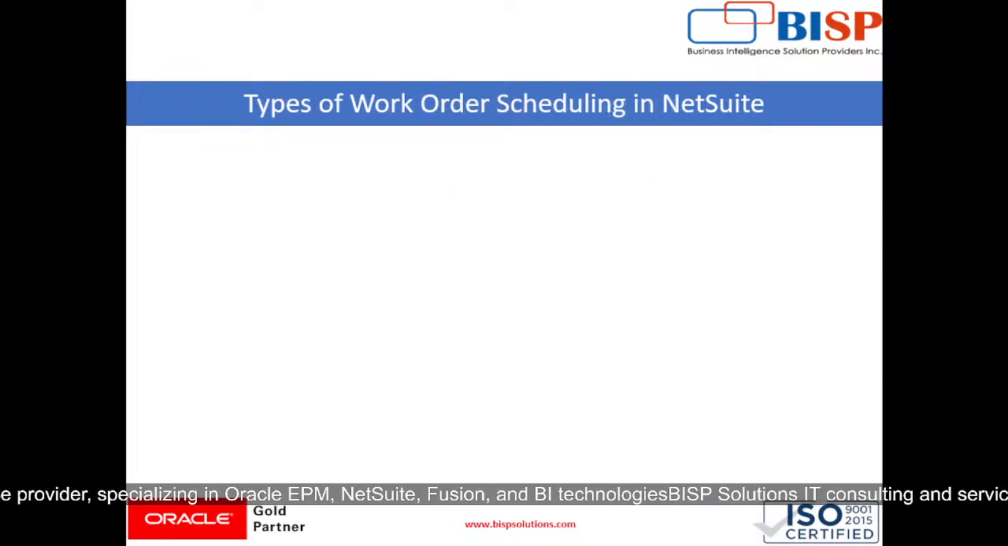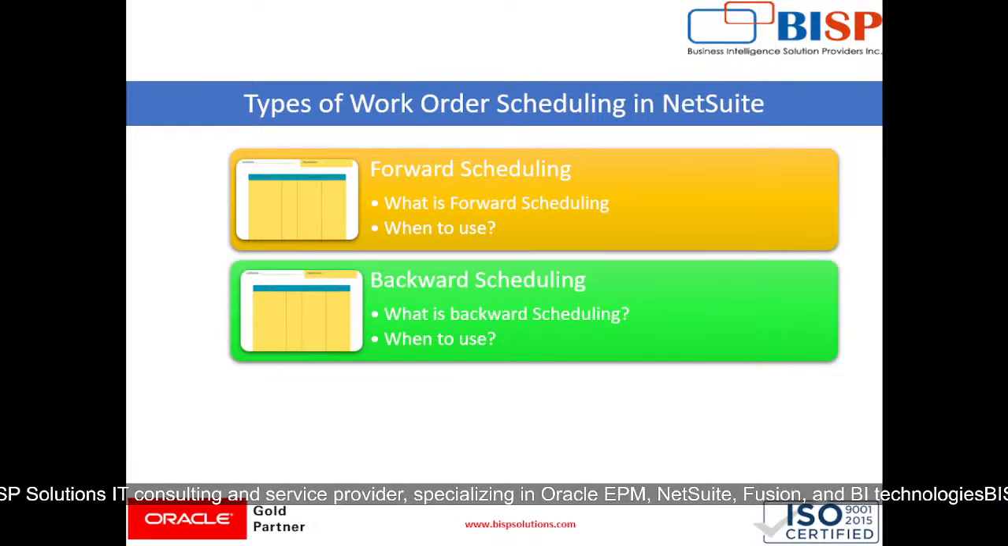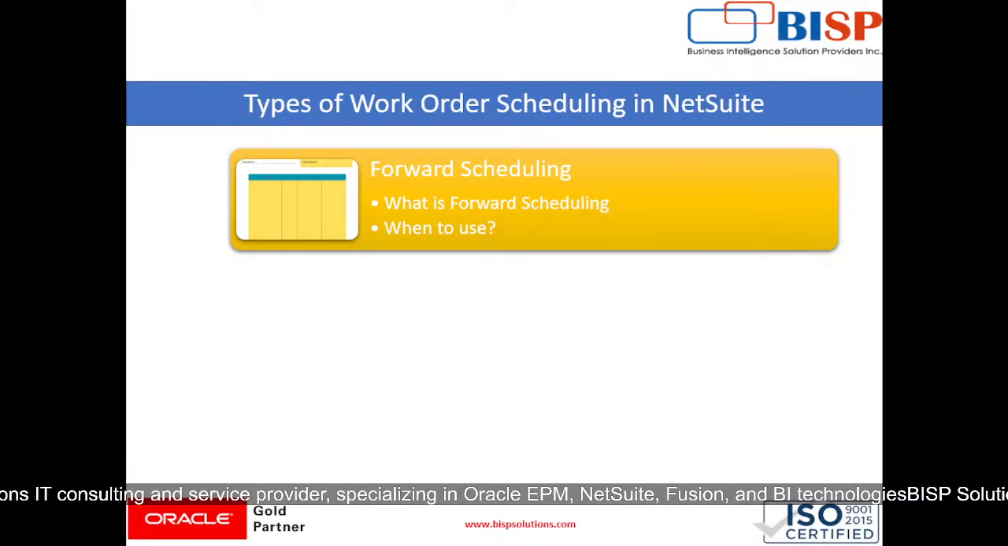So the types of work order scheduling in NetSuite: first is forward scheduling. What is forward scheduling? Where the work order starts as soon as possible based on available resources, and completion is determined by the time it takes to finish all operations. When to use it? When you want to produce goods quickly and minimize idle time.